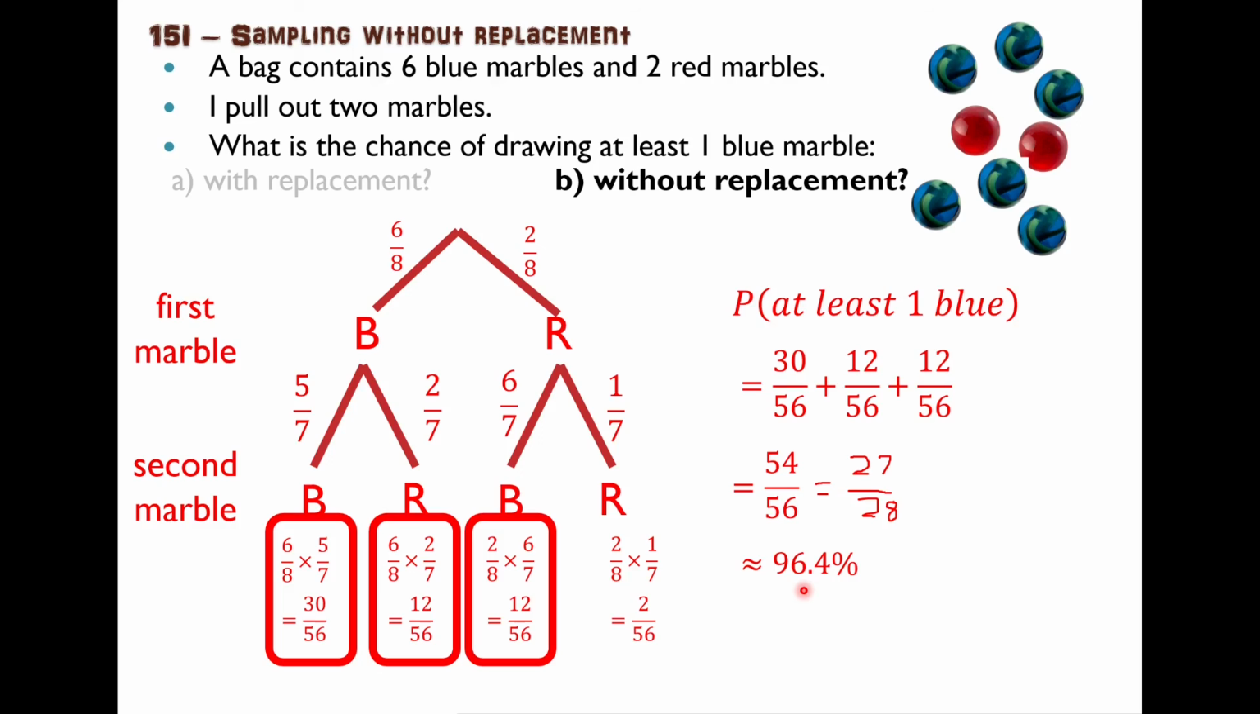And that, my friends, is how you can calculate sampling without replacement. In other words, where you pick a marble, you look at the marble, but then, instead of putting it back in the bag, you eat it.